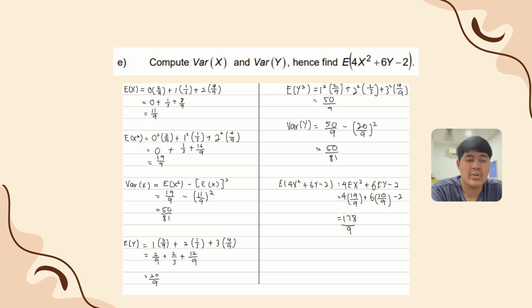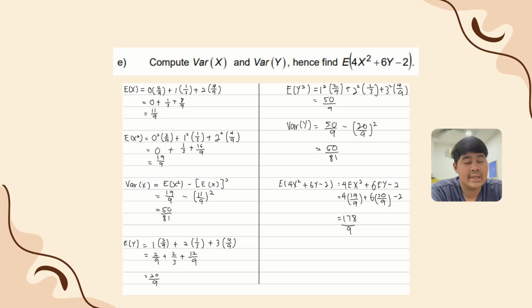And for variance, the formula is E(X²) minus [E(X)] squared. So our E(X²) is 19 over 9 minus (11 over 9) squared. So the answer would be 50 over 81. That's our Var(X) value.